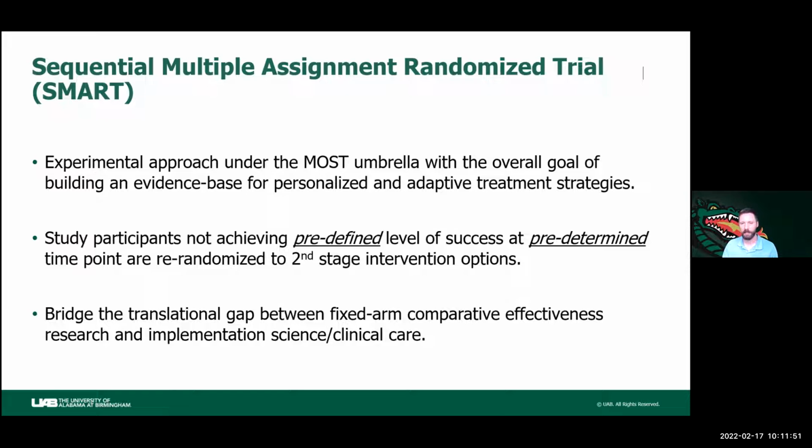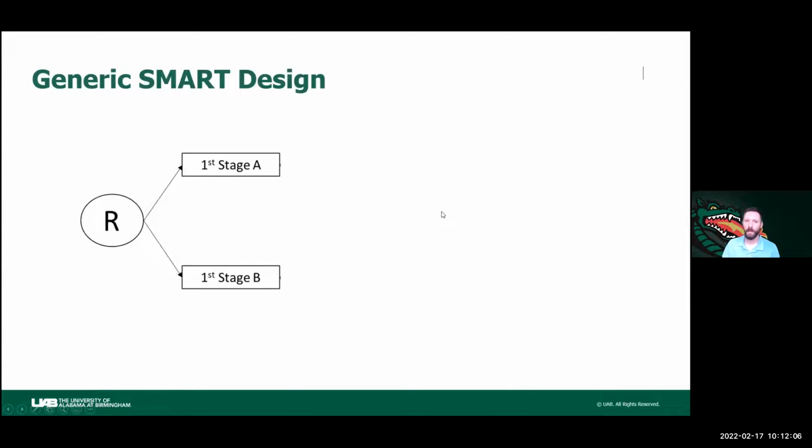And again, I think of SMARTs as helping to bridge that translational gap between the fixed arm comparative effectiveness trial and implementation science and clinical care. It has some really nice components of both, I think. So I think it does bridge that translational gap. Okay, so over the next several slides, I'm going to try to show you what a generic SMART might look like, and I've just generalized it to intervention A and B. And then try to introduce the analytic approaches that are commonly used when conducting a SMART.